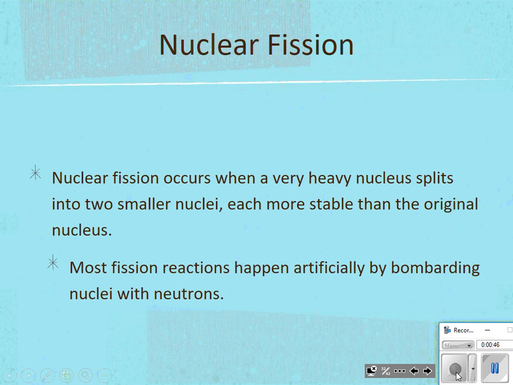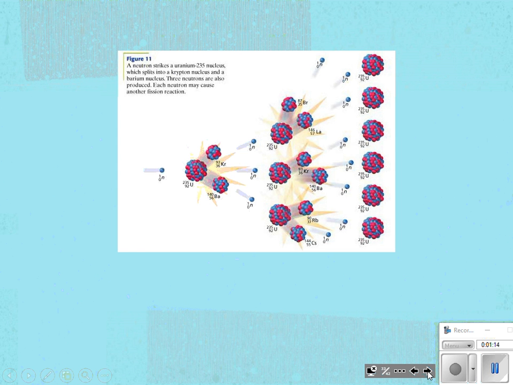Nuclear fission occurs when a heavy nucleus splits into two smaller, more stable nuclei than the original nucleus was. Most of these reactions happen by artificially bombarding the nuclei with neutrons. This might be a little tough to see if you're in the back. We're going to do a Gizmo on this later in the week that shows you this.